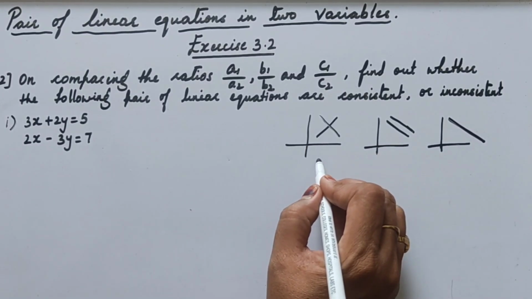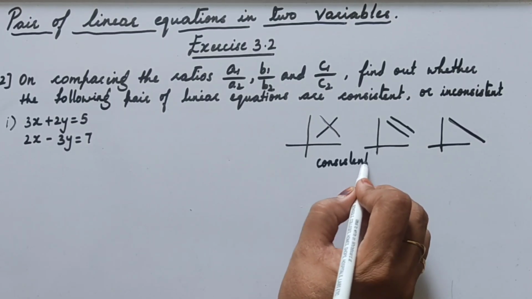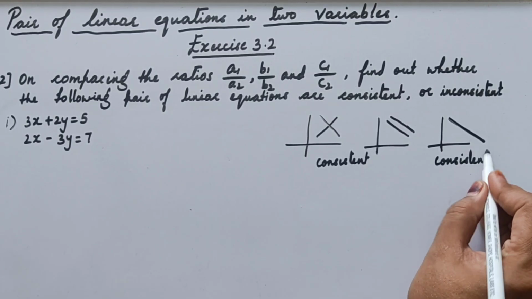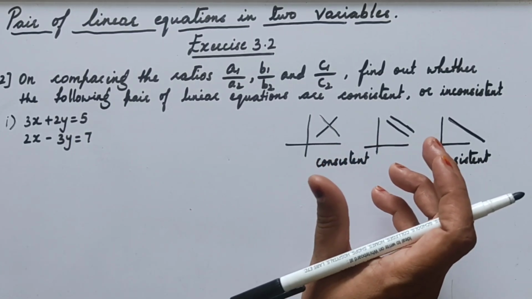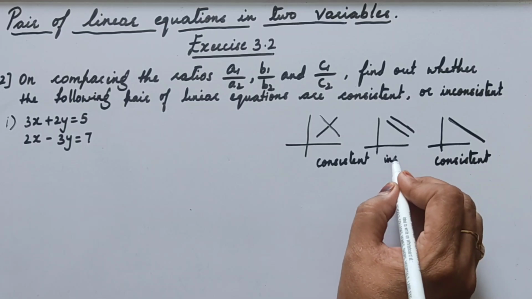These are intersecting lines. We call this consistent. Okay, consistent. And this also is consistent. Here we have got infinite number of solutions. Here we have got a unique solution. At least we have got solutions, but here we don't have a solution at all. So we call this inconsistent.